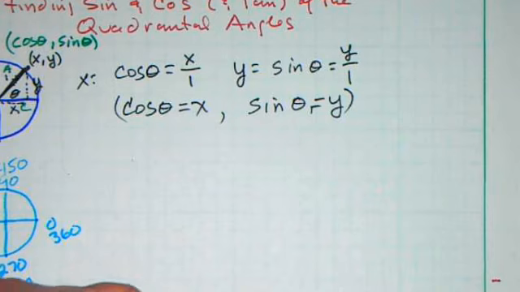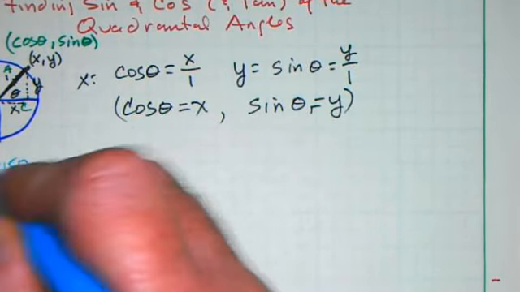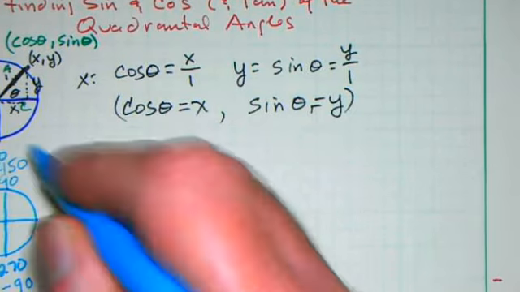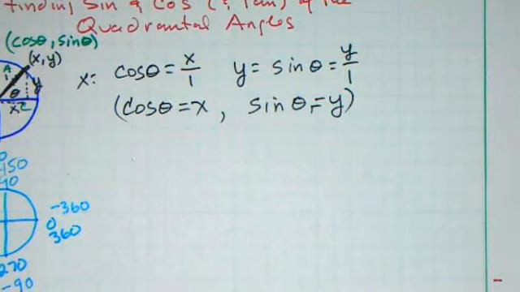Take another 90 away from negative 90, I get negative 180. This is negative 270, negative 360, and so on. So the negative or positive just depends on which way you're measuring the angle.